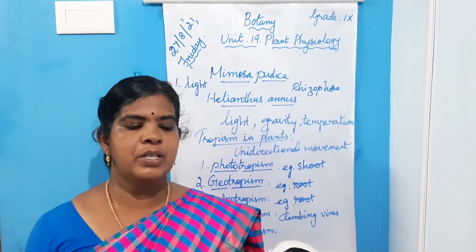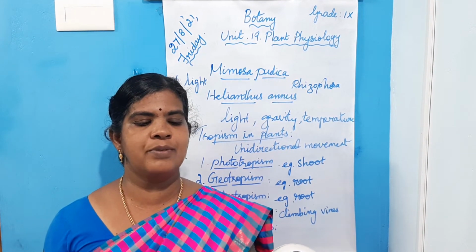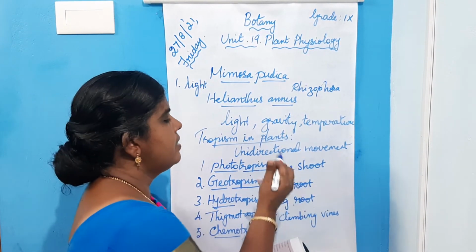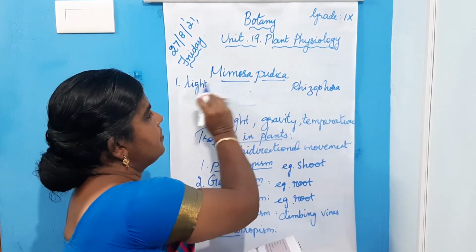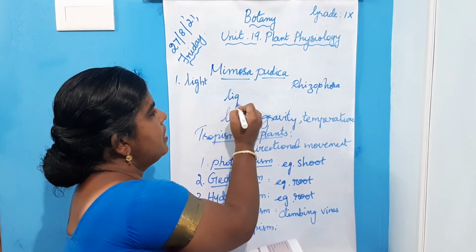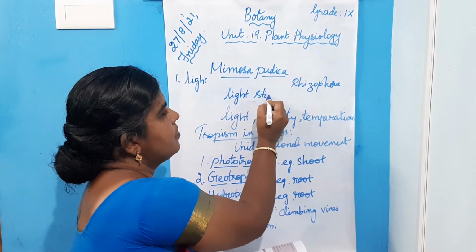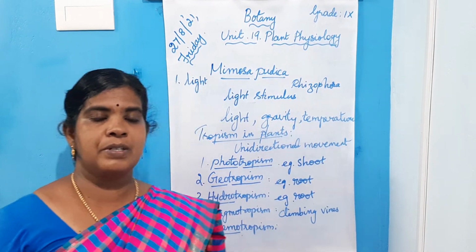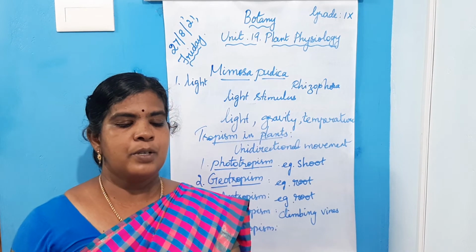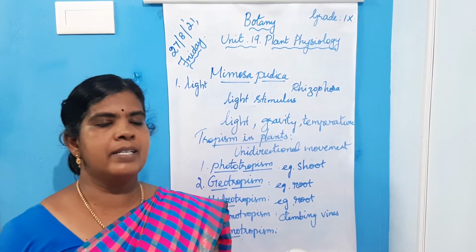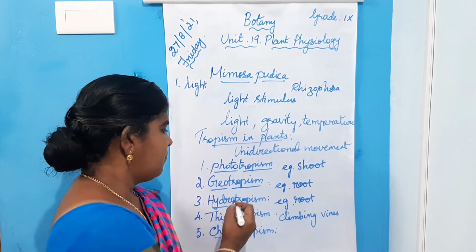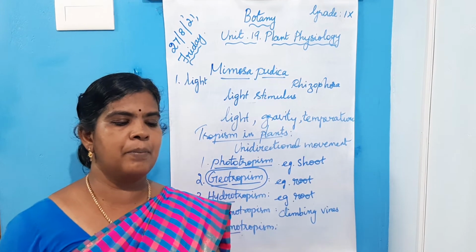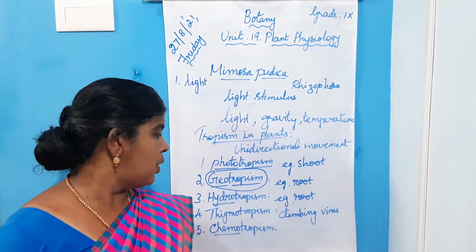Next, question number 4. The solar tracking of sunflower in accordance with the path of the sun is due to light stimulus. Next, fifth fill up. The response of a plant part towards gravity is geotropism.